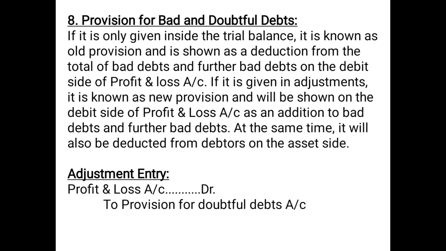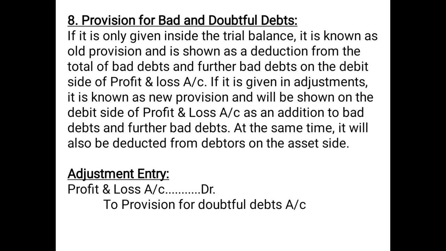The provision for bad and doubtful debts which is given in the adjustments outside the trial balance, or we can say the new provision, has to be added to the value of bad debts. Again, if it is given in adjustment, it will be shown at two places. First of all, it will be added to the value of bad debts and further bad debts on the debit side of the profit and loss account. On the other hand, it will also be deducted from the value of debtors minus further bad debts. That means after deducting the amount of further bad debts given in adjustment from the value of debtors on the asset side, thereafter the new provision given in adjustment will be deducted from the value of debtors, and then we will show the net amount in the amount column.